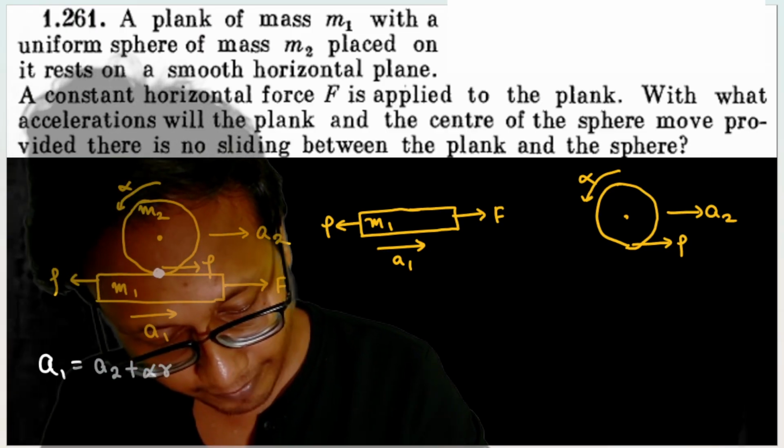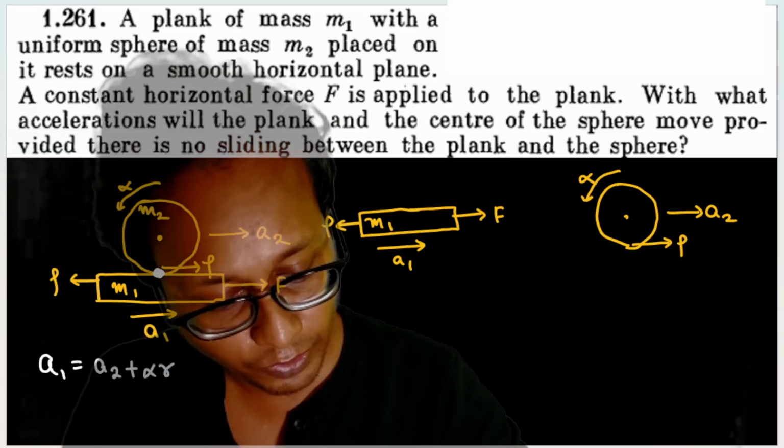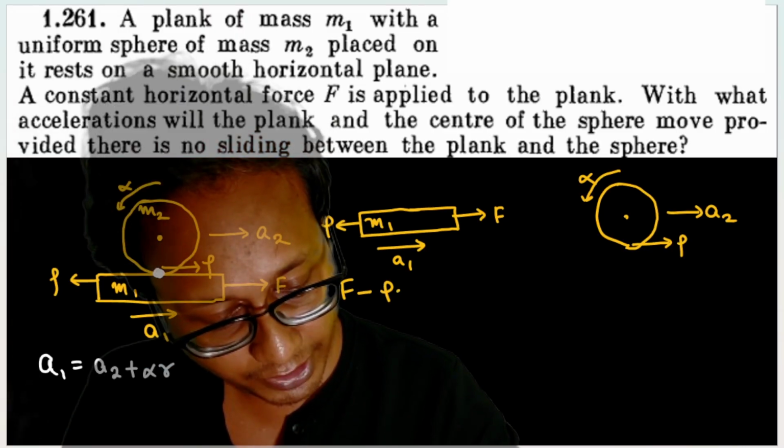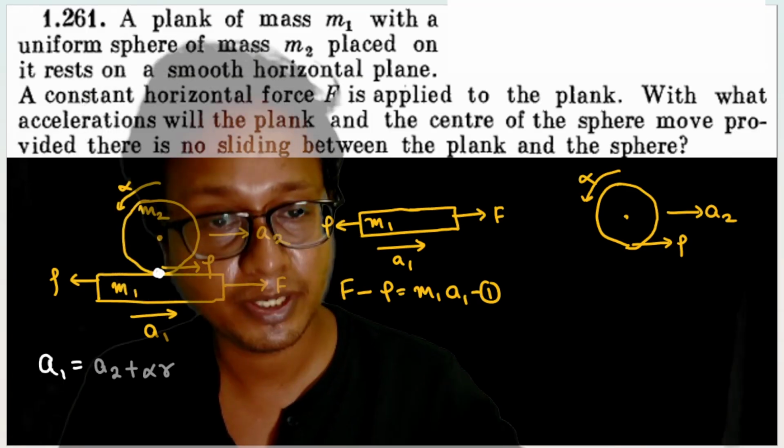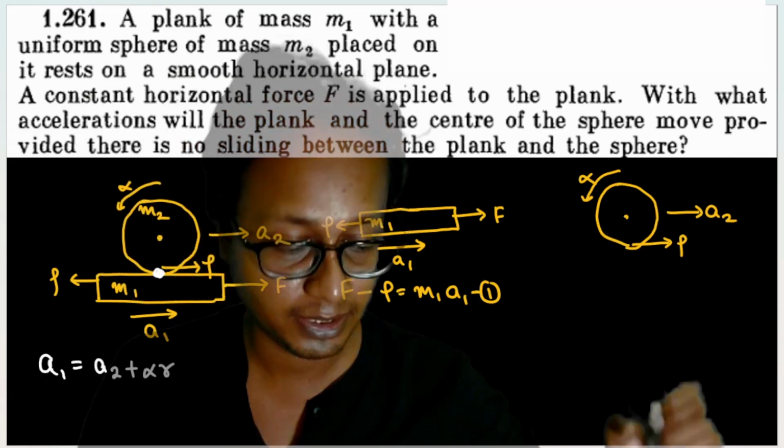a2 plus alpha r. Now let me write down the remaining equation. Here the force equation is nothing but force minus friction force is equal to m1 a1. This is my equation number 1. Here let me write down the torque equation about the axis from the center.